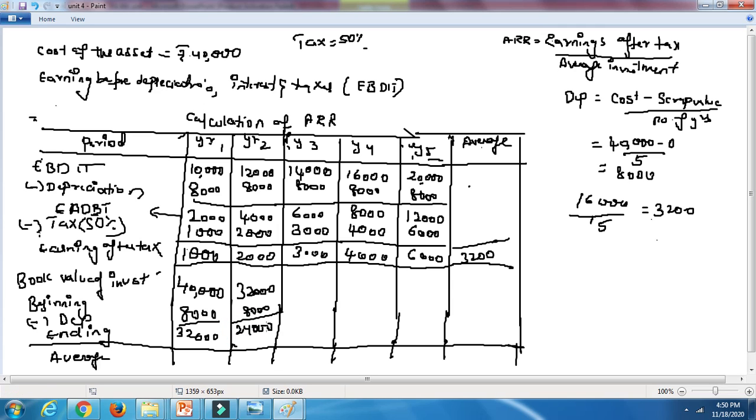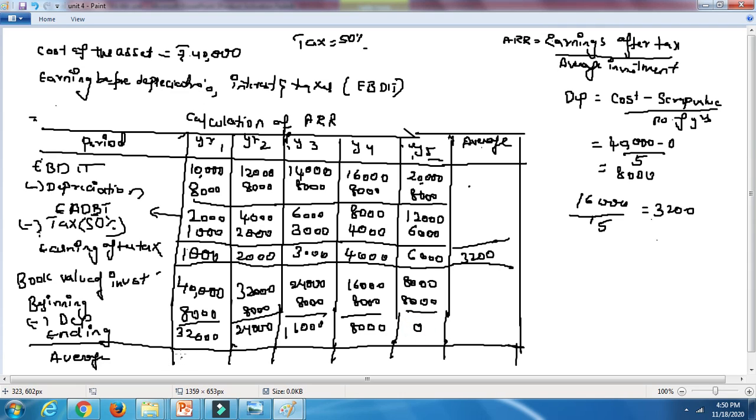24,000. In the same manner, this will become the opening minus 8,000. This will be the ending, 16,000. Then again, 16,000 minus 8,000. This will become the closing. 8,000 minus 8,000. What will be remaining? Nothing. Zero balance it will be.